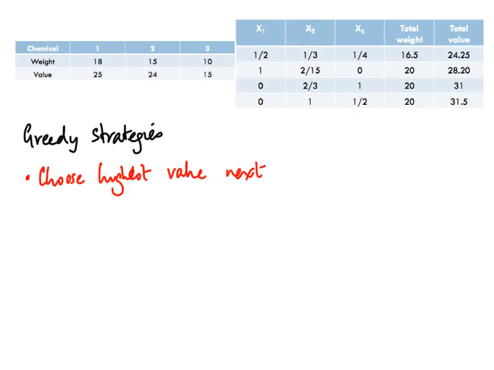If we choose the highest value next, then we would first start to put in item 1 because it has value 25. After we fill up as much as we can of item 1, then we would move to item 2 because it has value 24, and then we would move to item 3 because it has value 15. This corresponds to this choice. We filled up 1 first, then 2, and then 3. But as you can see, even among the examples that we have considered, this is not the best one.